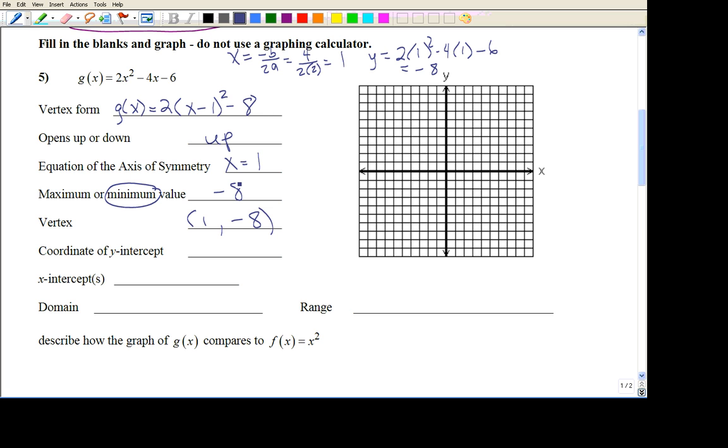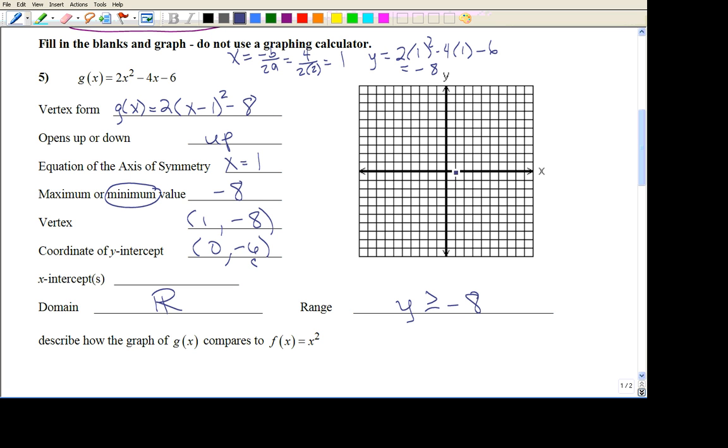So the y-intercept here, remember, that's just where it crosses the y-axis, so where x is equal to 0. But because we're given it in standard form, it's really easy to figure out what it is. It's just c for ax squared plus bx plus c. So we have 0, negative 6. And look at the x-intercepts from the graph. The domain will always be all real numbers, and then range. Here, because it opens up, we'll have y is greater than or equal to, and then our minimum value is negative 8. So our range will be y is greater than or equal to negative 8.